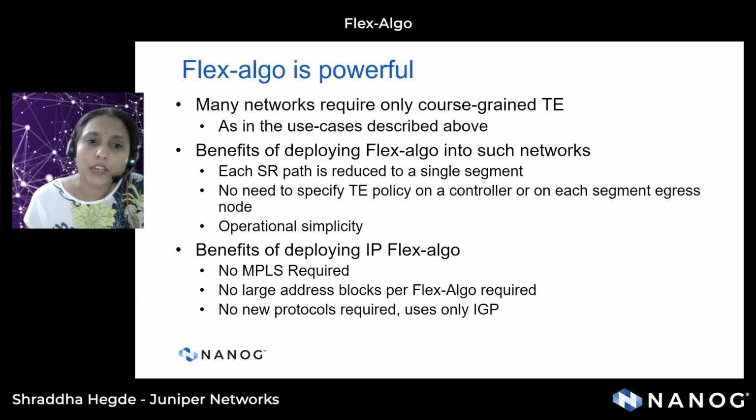There are also benefits of deploying IP FlexAlgo in pure IP networks. No MPLS needed. So you can think of data center networks or networks where the devices are not capable of MPLS or SRv6 data planes. You can just use pure IP to get constrained paths. You also don't need large address blocks per FlexAlgo. All you need is one loopback address per FlexAlgo. And also no new protocols are required, it just uses IGP, which is a bare minimum for any network.